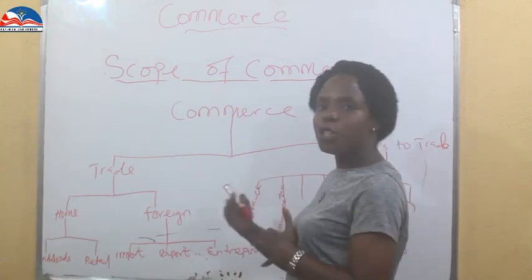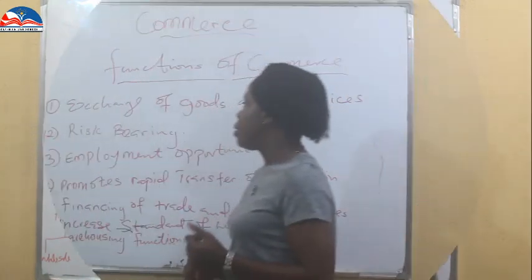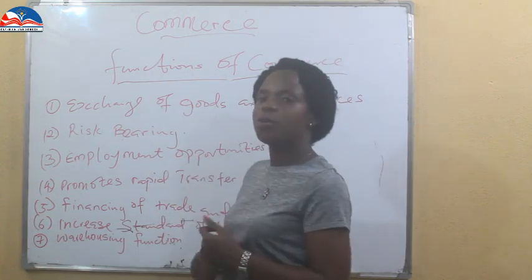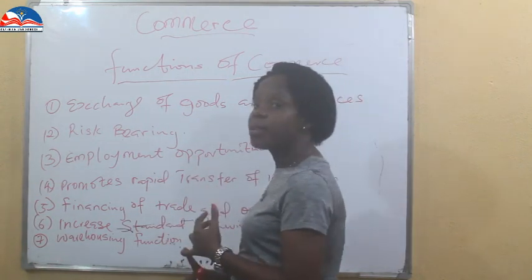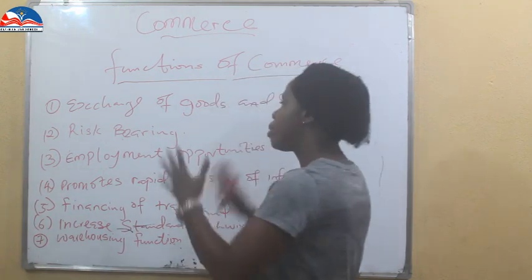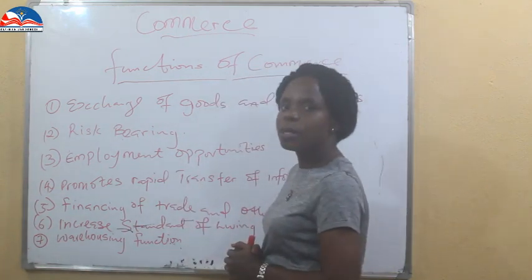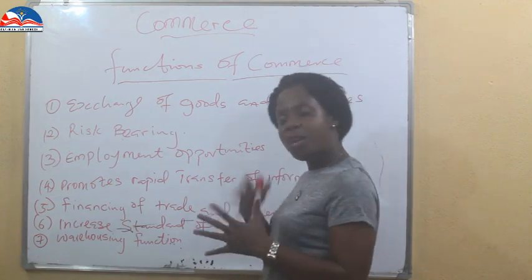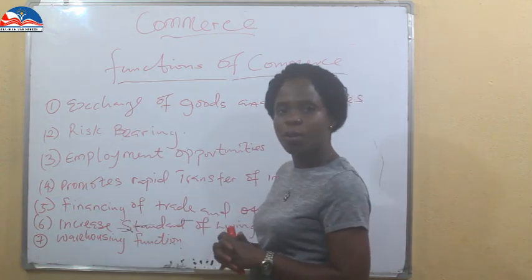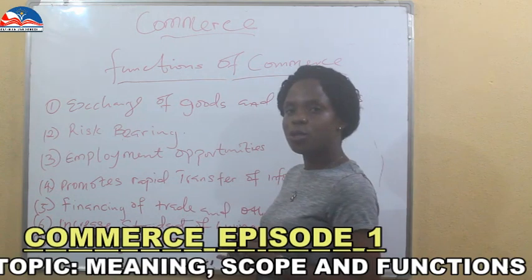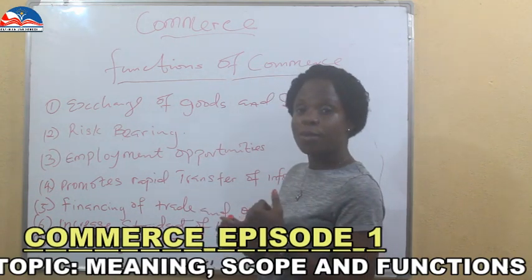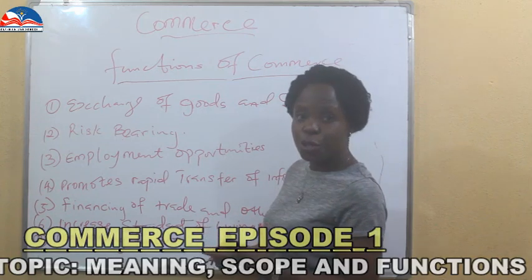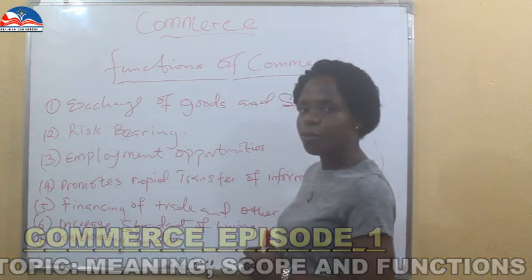Now let's go to the functions of commerce. Look at the last aspect of our class for today, functions of commerce. We've seen what commerce is, we've seen the scope of commerce. What are the functions of commerce? From the explanation of commerce, or from the meaning we derive from what commerce is, you can get the functions. It has to do with services, exchange of goods, and then production. So now let's look at the functions.